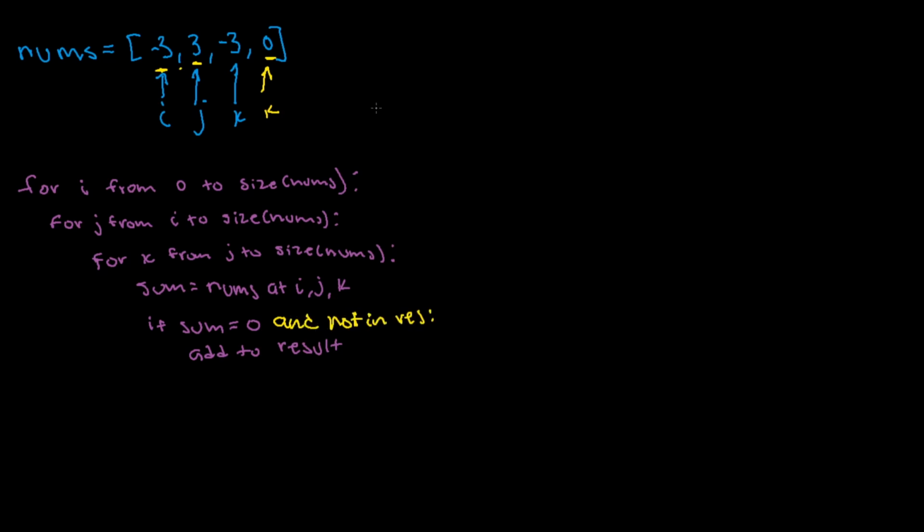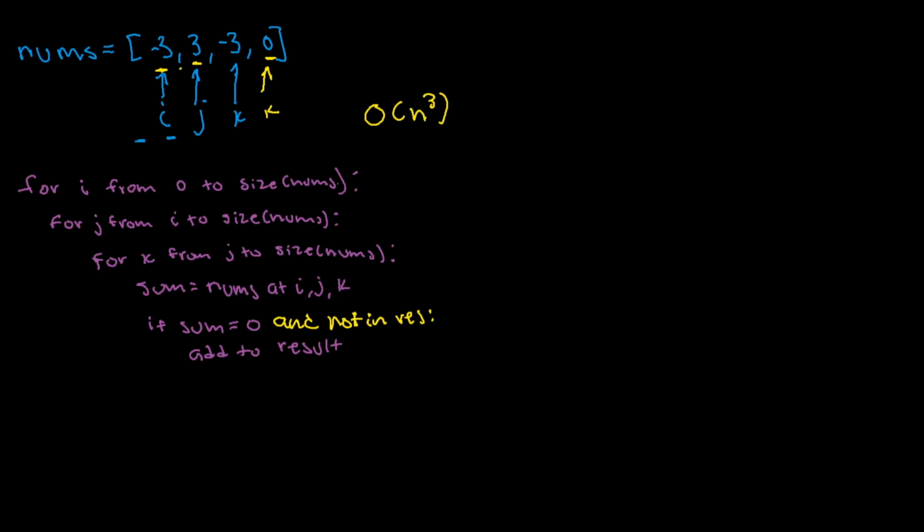But now the other problem is that this algorithm runs in O of n cubed time, and that's not what we want. If the array was sorted, we could use a two-pointer approach to solve this problem in O of n squared time. So how can we do this?